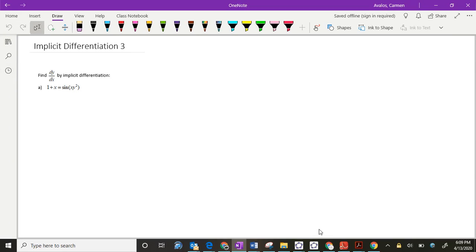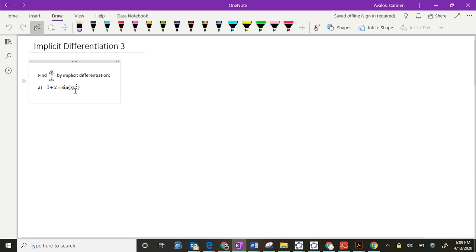Okay, we're continuing with the implicit differentiation. So here it says find dy/dx, or the derivative by implicit differentiation. Now that is just implied. It doesn't have to say that. Once you know that you have two variables, it's always going to be implicit.